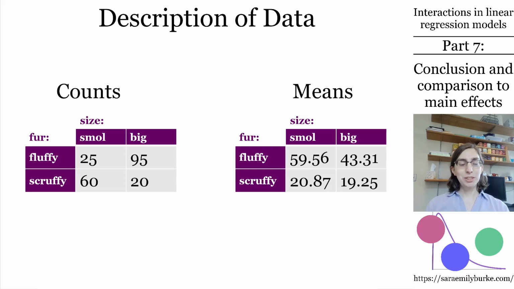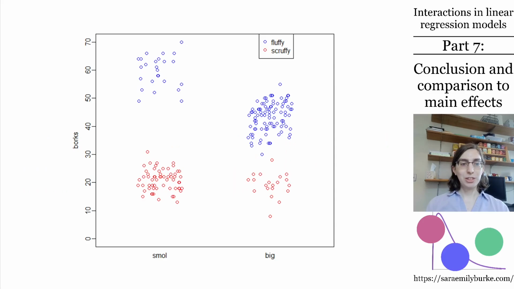I could represent this information about the data by plotting the actual observations. And so I've shown such a plot here. On the left, we have the small dogs. On the right, we have the big dogs. The blue dots represent the fluffy ones, and the red dots represent the scruffy ones. And the y-axis, of course, is their borks. And we can see what we already know from the previous slide, that the small fluffy dogs borked the most, followed by the big fluffy dogs, and the scruffy dogs borked less in general. And also that there's a lot of big fluffy dogs and a relatively large amount of small scruffy dogs in our sample.